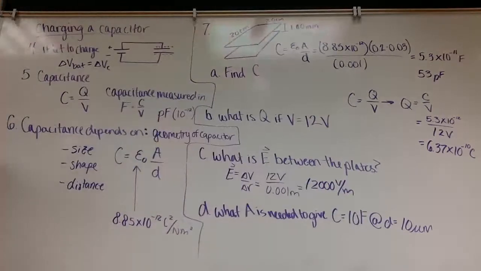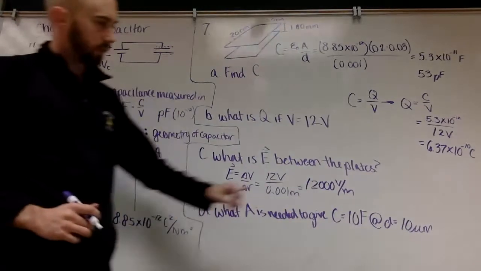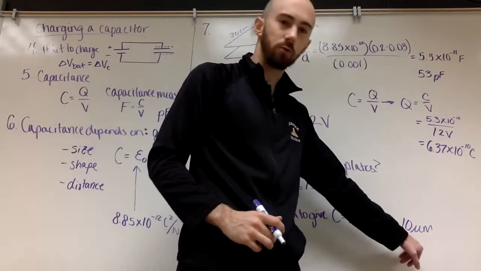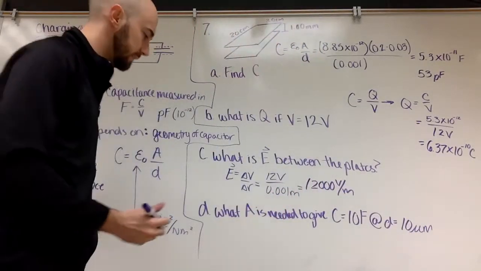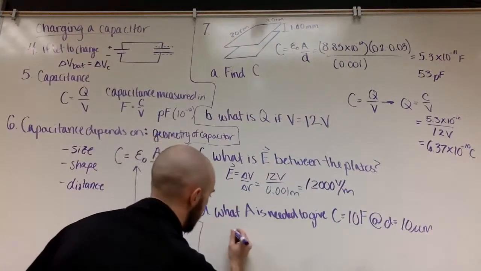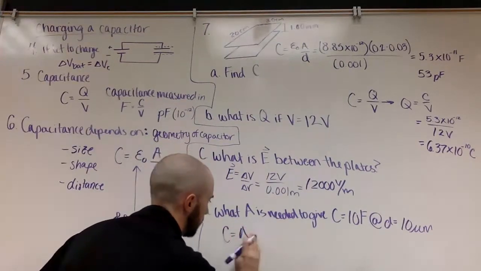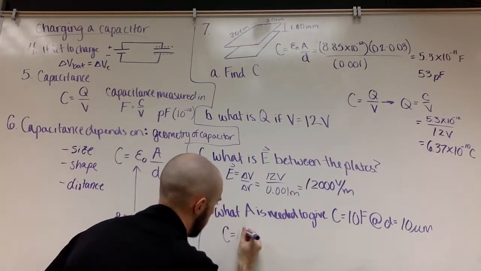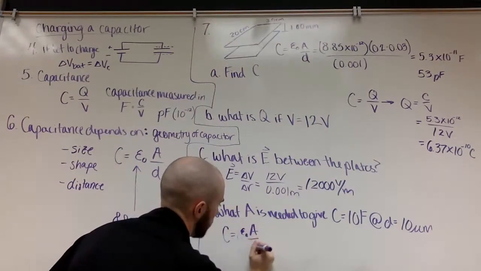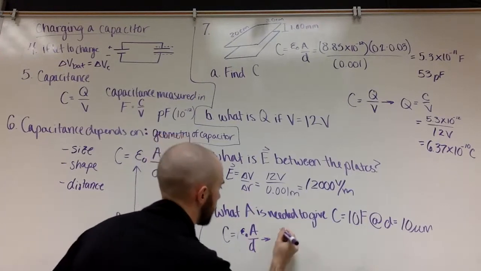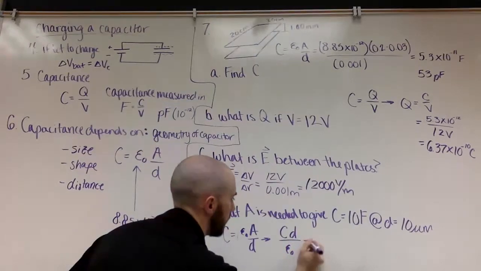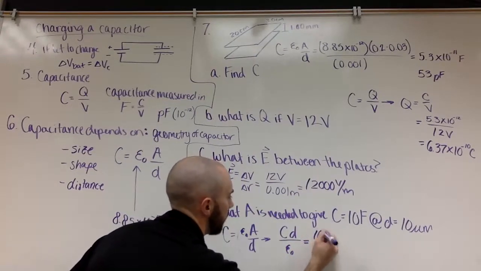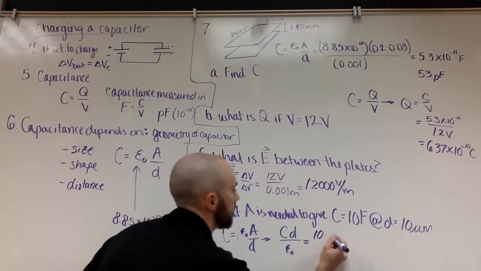And then finally on this last part, we want to find what area we would need if now the plates were only 10 micrometers apart. So that's a lot smaller, and we wanted a capacitance of 10. So now we're solving for area. Capacitance equals epsilon naught A over D. Rearrange this to solve for A. We get capacitance times the separation over epsilon naught is equal to our area. Capacitance is 10 farads. That's a big amount of capacitance.